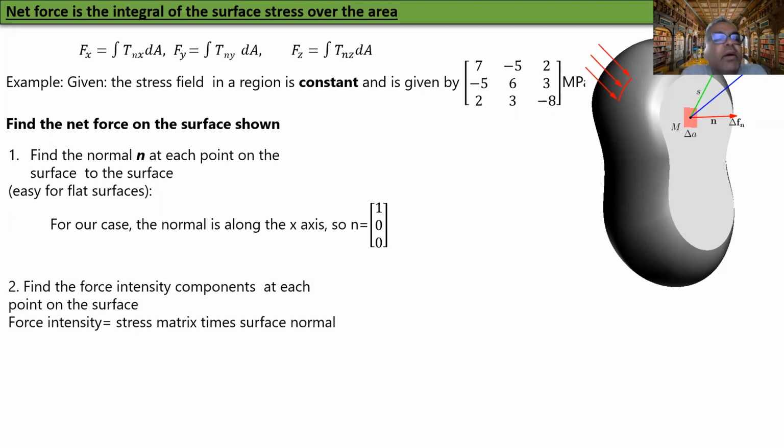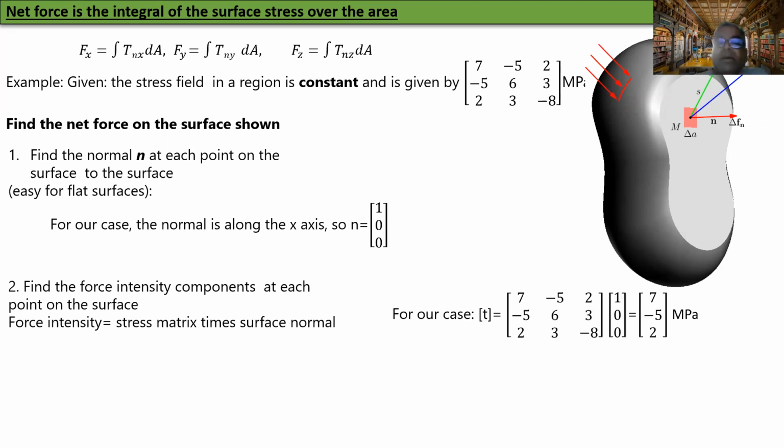Find the force intensity components. Stress matrix times surface normal. Let's do that. Force intensity T is 7, minus 5, 2. That's the stress matrix times the normal. That gives me 7, minus 5, 2.